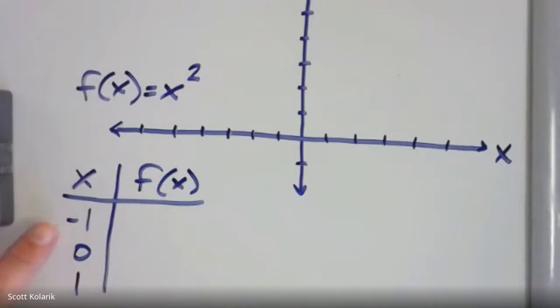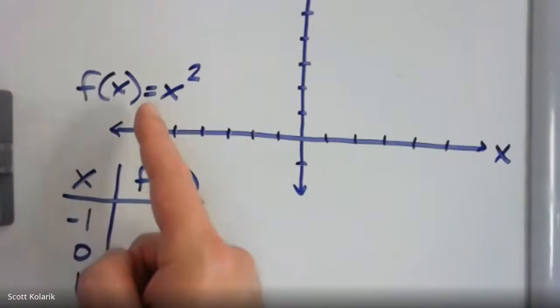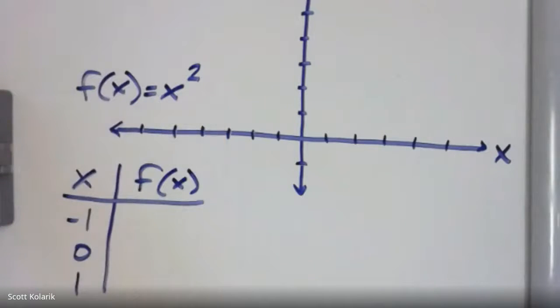I'm always curious what negatives do in a function. I'm curious what 0 will do. I'm curious what positives will do. This is a decent spread right here. Again, I can add whatever numbers I want to this x column, and all I'm doing is plugging them into this function to see what pops out the other side.